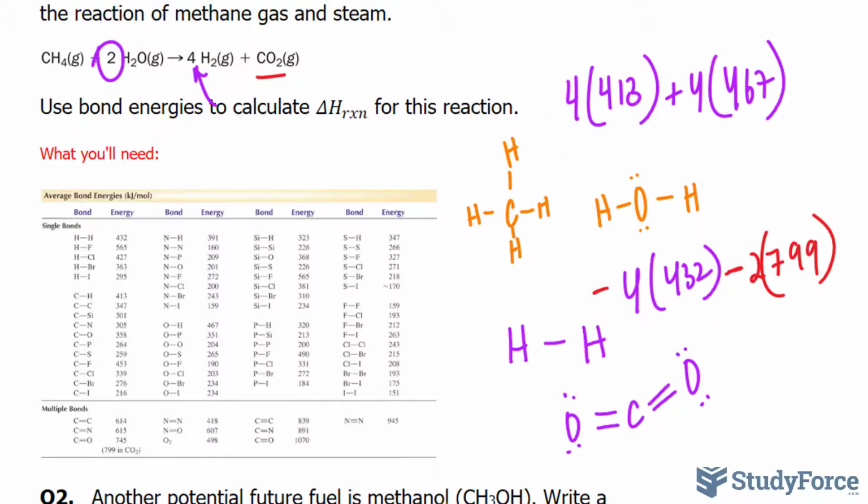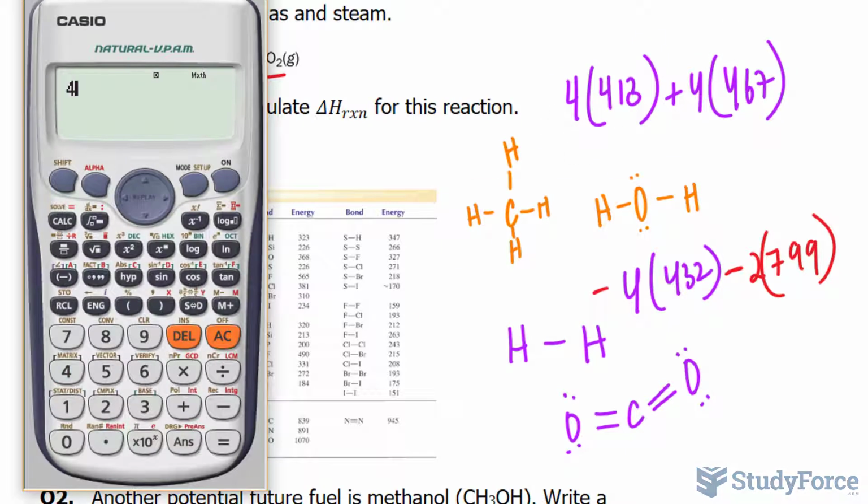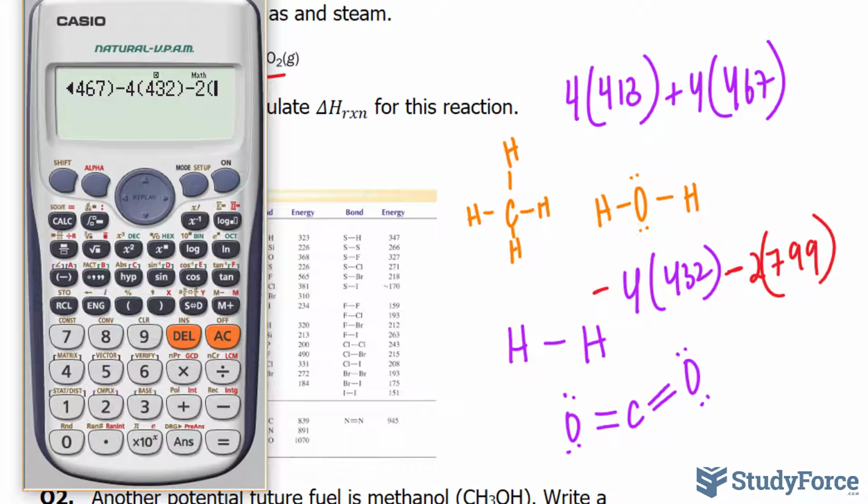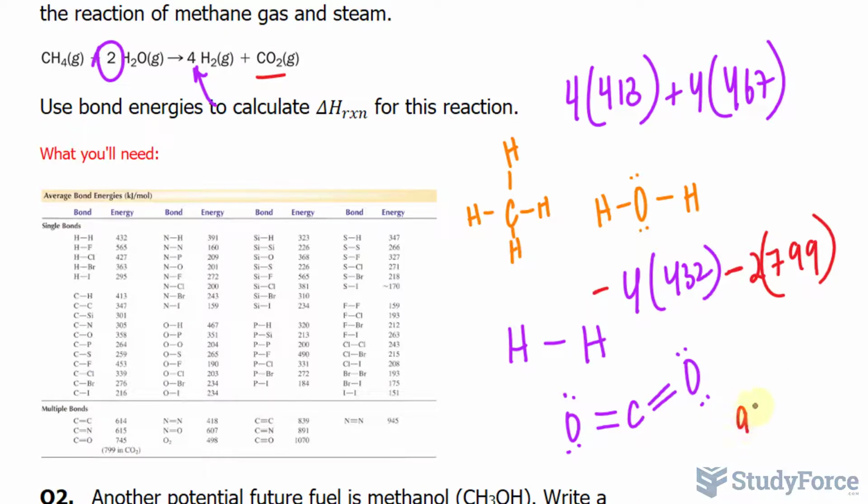Starting up here, we have 4 times 413 plus 4 times 467 minus 4 times, now this number, 432, minus 2 times 799. And you should end up with 194. So 194 kilojoules per mole is the change in enthalpy of this reaction.